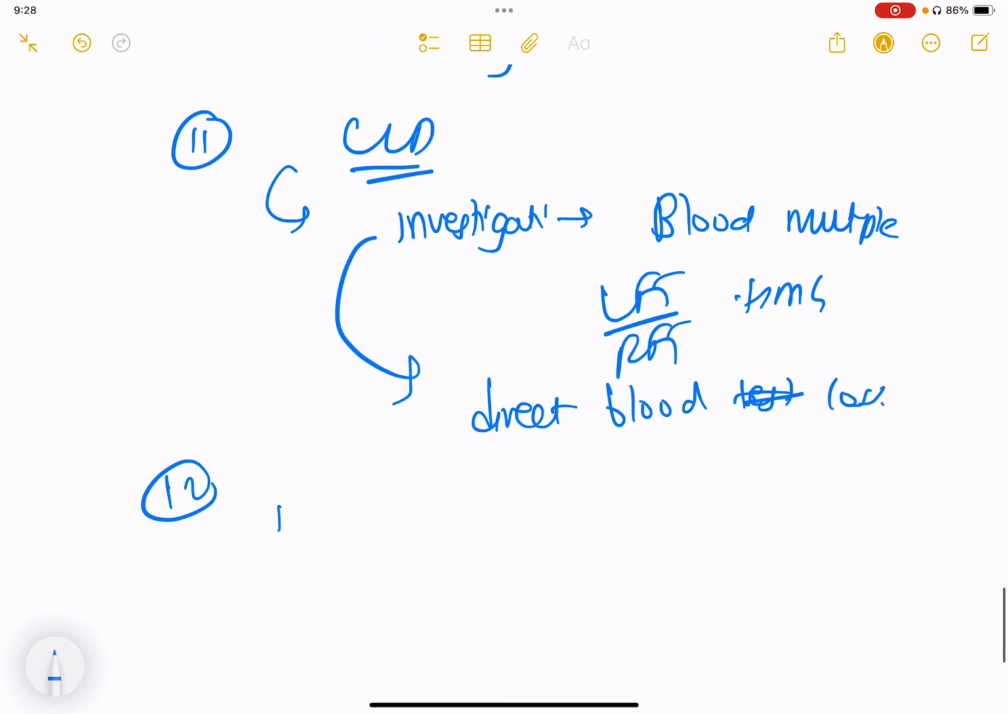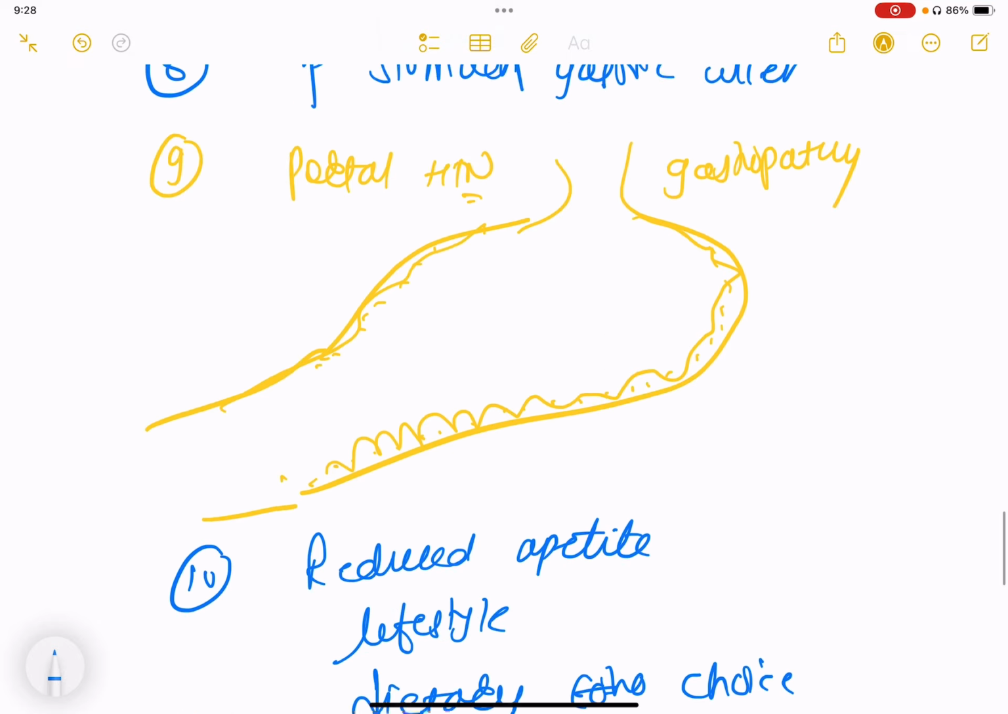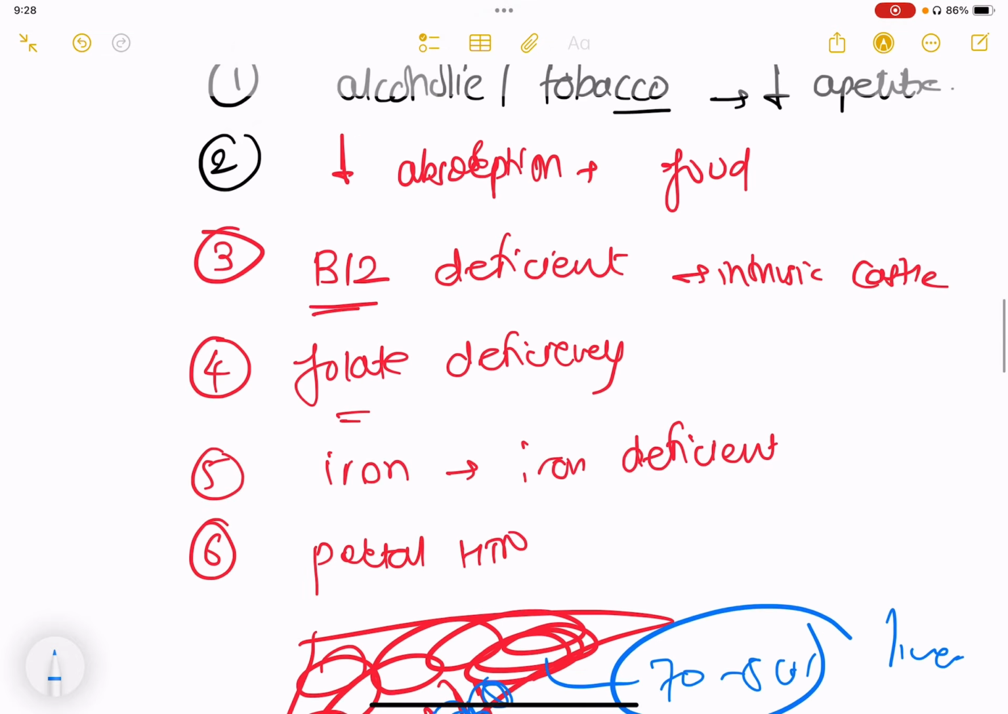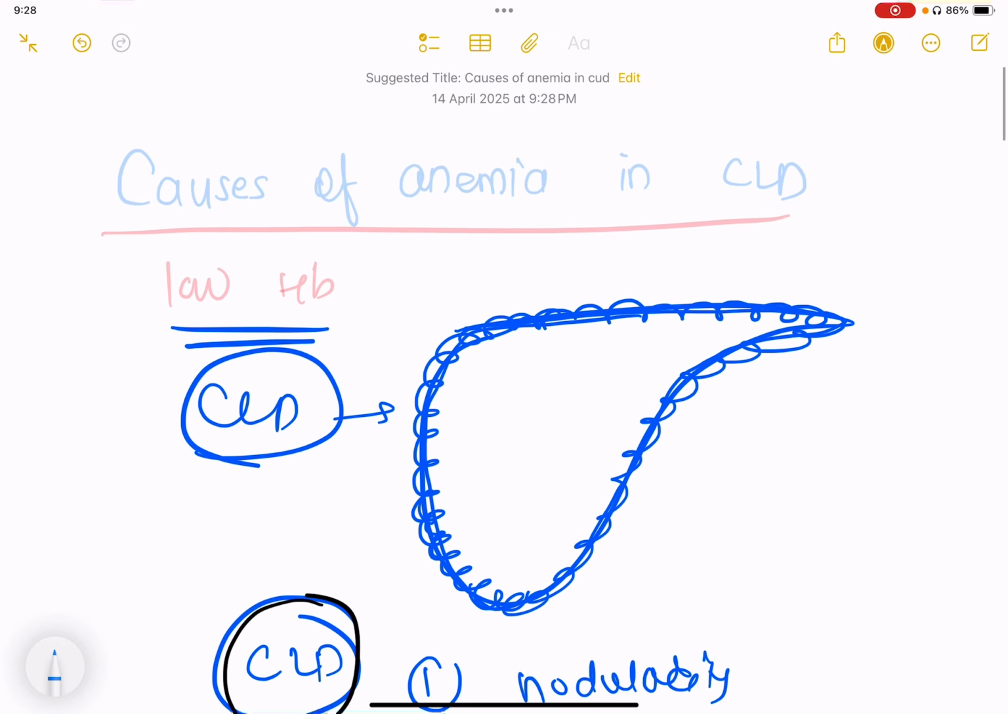And in pregnancy, like menstruation, along with CLD, the patient may have anemia. So these are almost all the reasons which very commonly contribute to anemia in chronic liver disease patients.